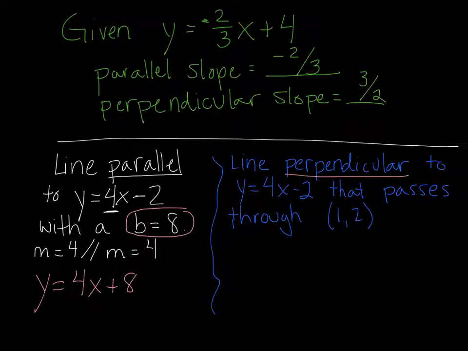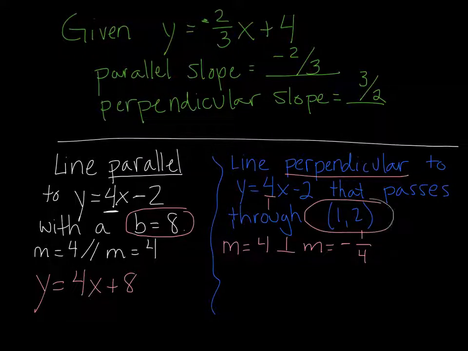Perpendicular slopes. Okay, so the slope of this line was 4. So perpendicular slopes are opposite. So if this one's positive, our new one will be negative. Reciprocals, this is 4 over 1. So the reciprocal is 1 over 4. Okay, and it passes through this point. That's my x1, y1. So I have a point and the slope. So let's write it in point slope form. y minus 2 equals negative 1/4 times x minus 1.